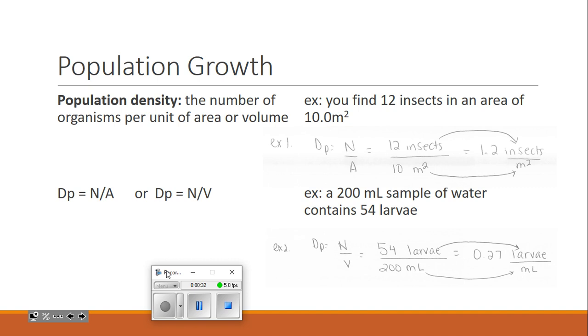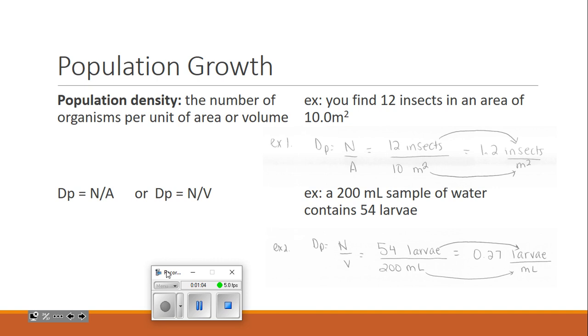So if I look over here, and I'm just going to point with my finger, population density is DP. It is on your data sheet. The number of organisms is N on your data sheet. And because it can be out of area or volume, there are two versions of the formula. A for area, V for volume.